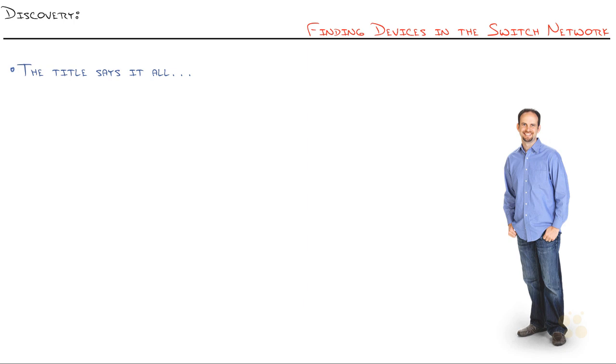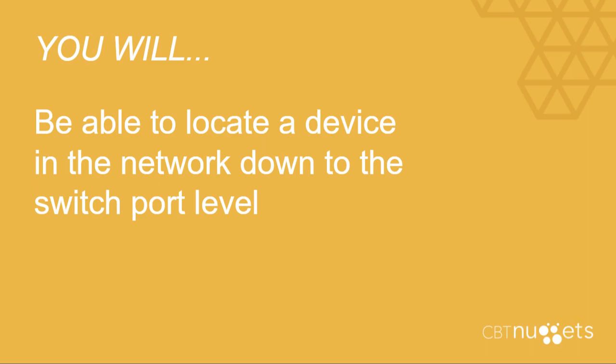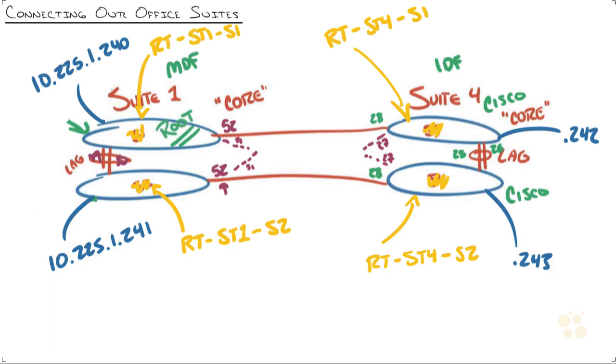Discovery. Finding devices in the switched network. By the time we're done here, you will be able to locate a device in the network down to the switch port level. I've got to be honest, I've kind of fallen in love with our paper napkin network diagram that we have here on the screen.